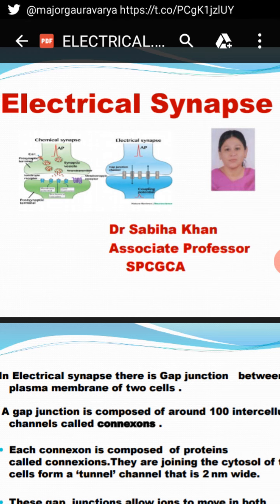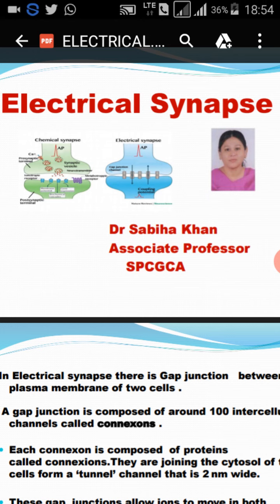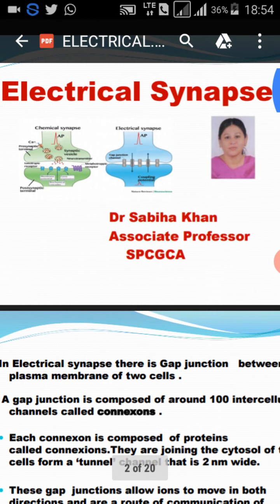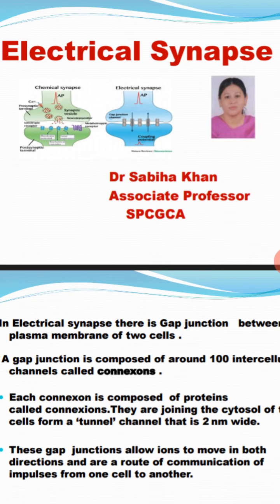In our previous lecture we discussed the structure of the neuron. Then we studied the chemical synapses. Today I am going to explain the electrical synapses. So what is an electrical synapse? In an electrical synapse, there is a gap junction between the plasma membranes of two cells.